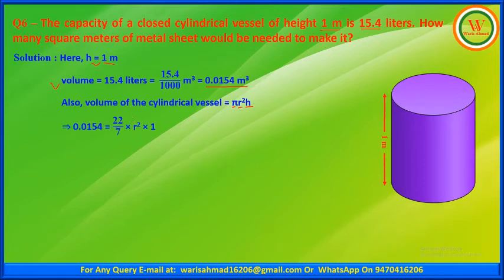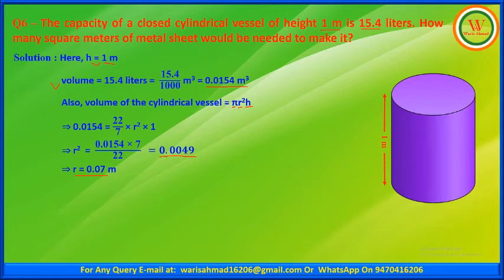After that, we will find the value of radius. After solving this one, we will have radius square is equal to 0.0154 into 7 upon 22, which will be equal to 0.0049, or it can be written as 0.07 square also. So the value of radius will be equal to 0.07 meter, because the square root of 0.0049 is 0.07 meter.